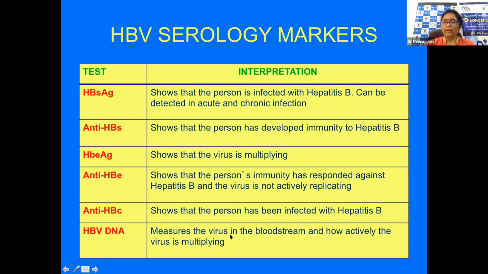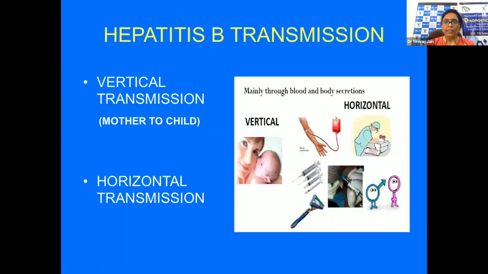DNA is a marker that shows how much virus there is and how much it is replicating. So, three antigens, three antibodies, and a DNA. The permutation and combination of these shows what the serological status of a person will be.